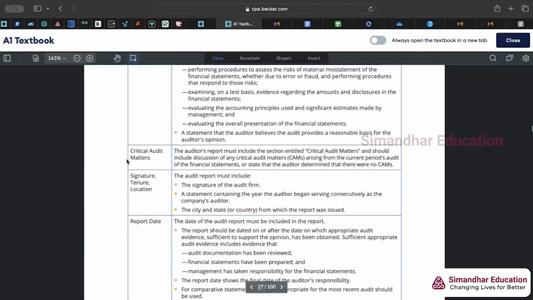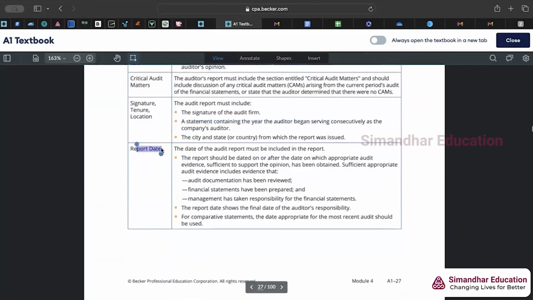Then comes your critical audit matters, same as your key audit matters. Here it is mandatory to report. Then the signature of the auditor. How many years have they been serving the company? This is not required in the case of non-issuers. It's required in the case of issuers. Report date: the date on which the audit documentation was reviewed, the financial statements were prepared, management has taken responsibility, and sufficient appropriate audit evidence was obtained. That is your report date.